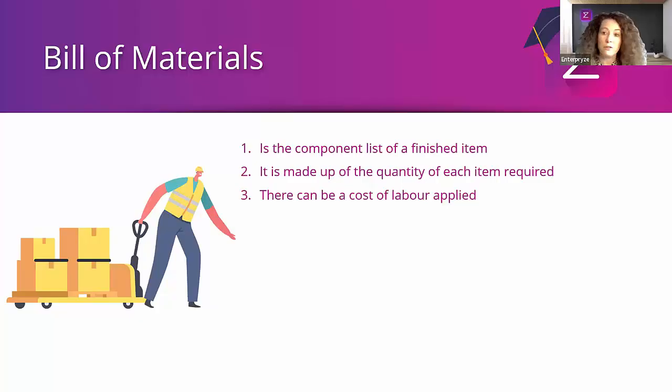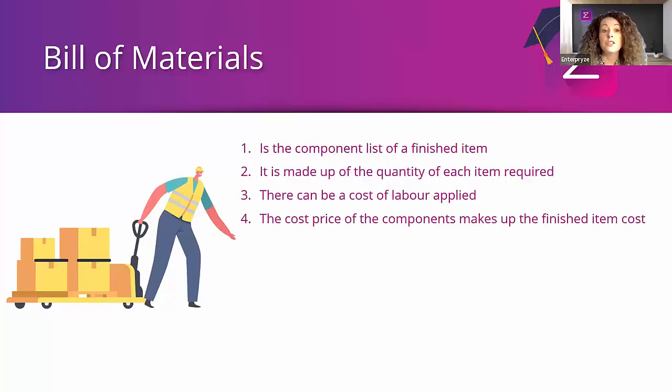There can be an added manufacturing cost, as always, so we can apply multiple or single cost of labor. The cost price of the components make up the finished item cost price, so that's important to remember. Making a finished item depletes the stock, so it depletes the raw material. So that's where we flush out the components. So when we make a final product or make a production item, it will flush out the components and raw materials, and of course it will increase the production item or the bill of material item into stock.